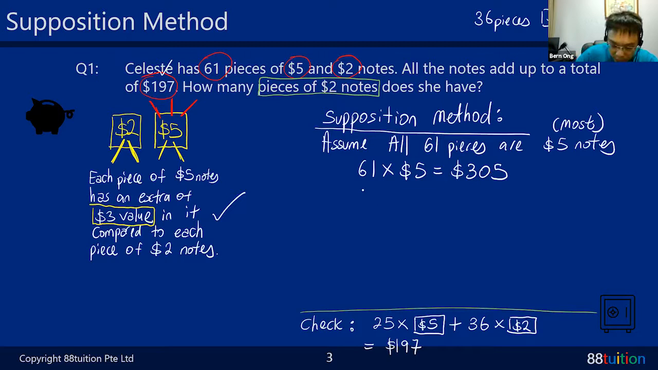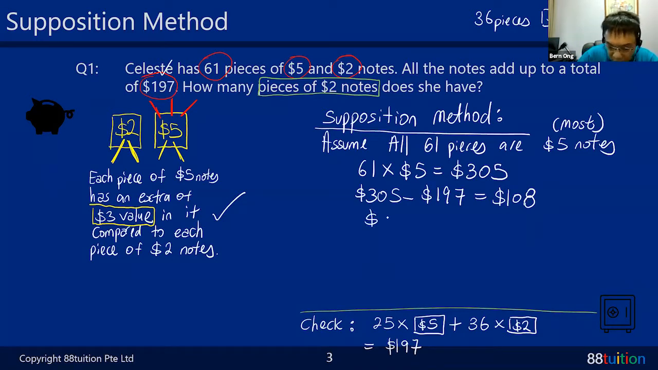305, you find the difference, you find the extra with your 197 because you only receive 197. You get 108. This 108 is the difference.